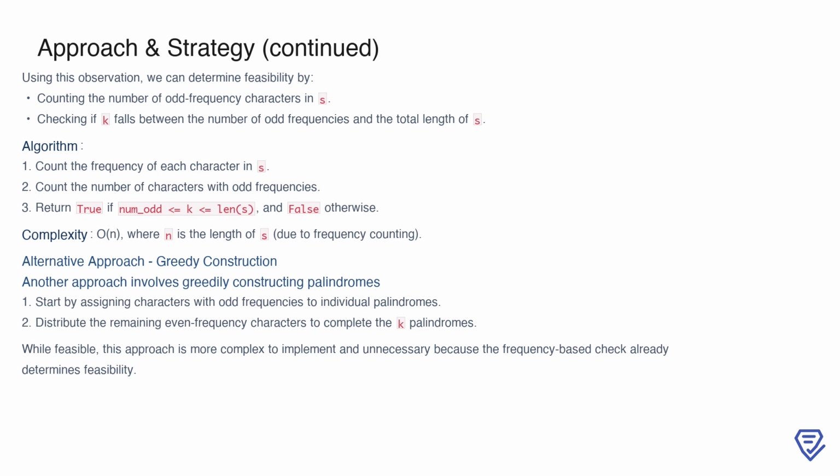Finally, check if the conditions number_odd ≤ k ≤ len(s) are satisfied. If they are, return true, otherwise, return false. The computational complexity of this approach is O(n), where n is the length of the string, because the frequency counting and odd frequency checks each require only a single pass through the string.